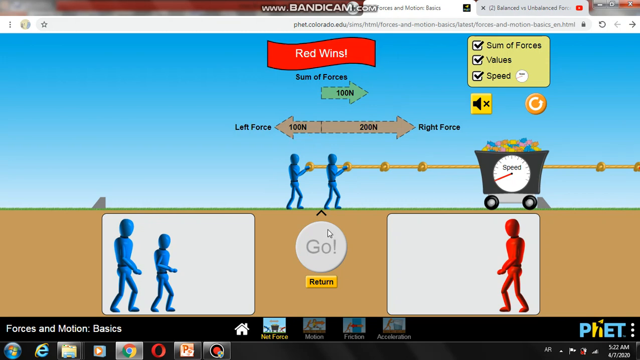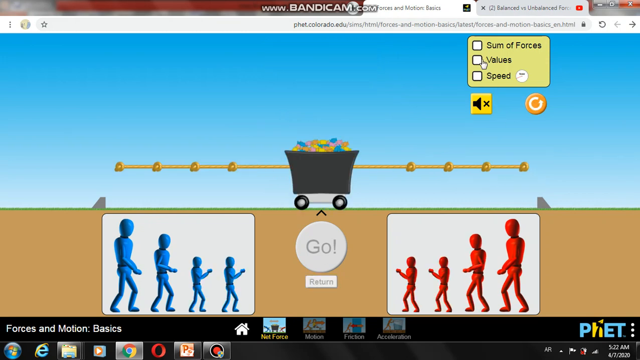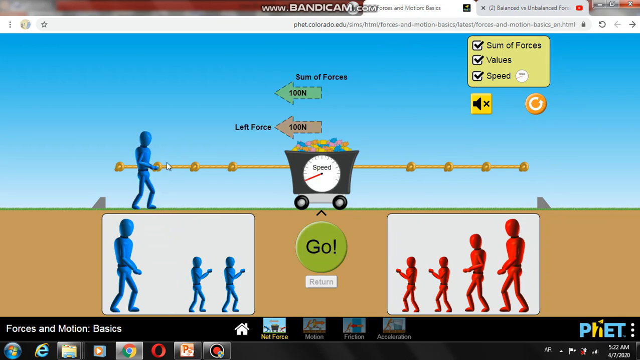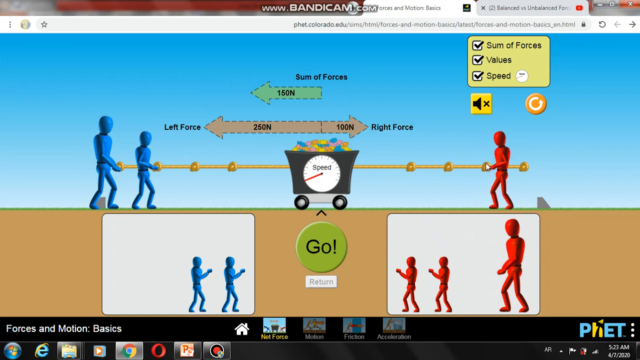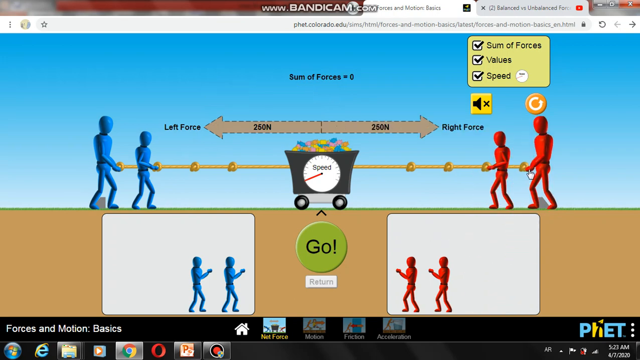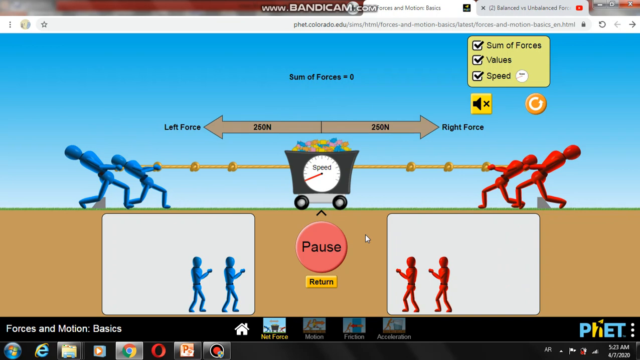Okay, again, this man is 100 and this one 150, this is 250, this man 100, 150. This is called balanced force because the left force equals the right force and the arrows are the same.